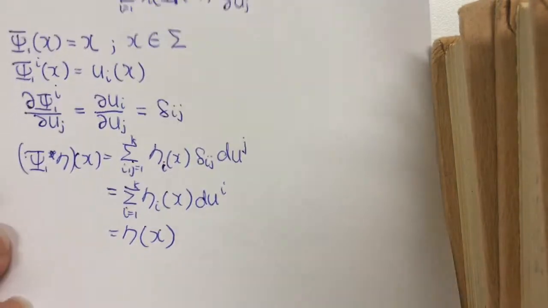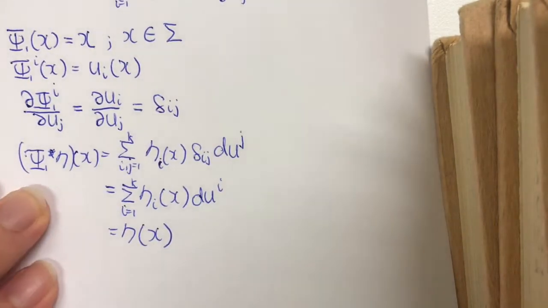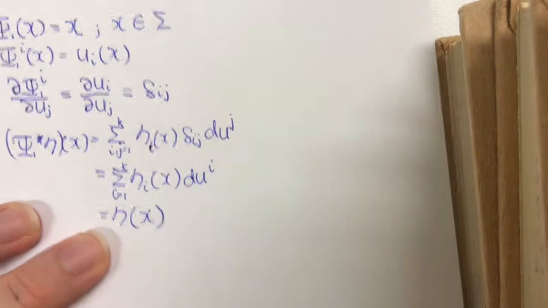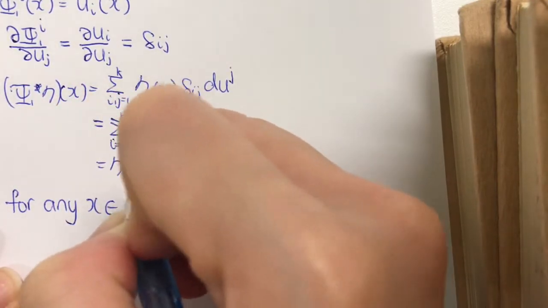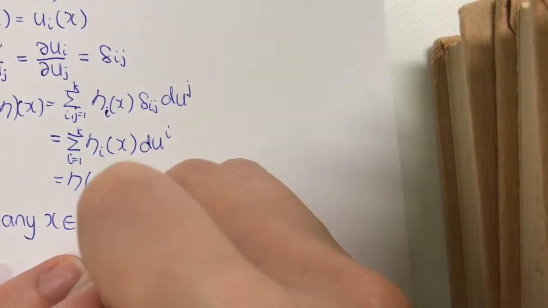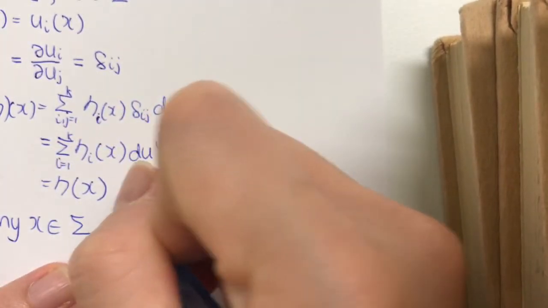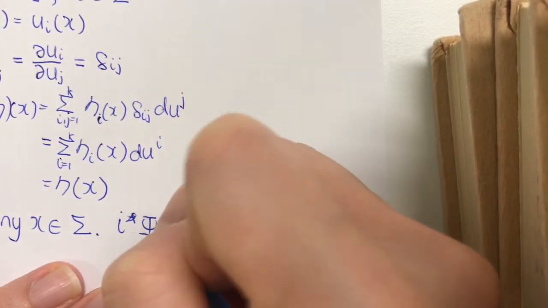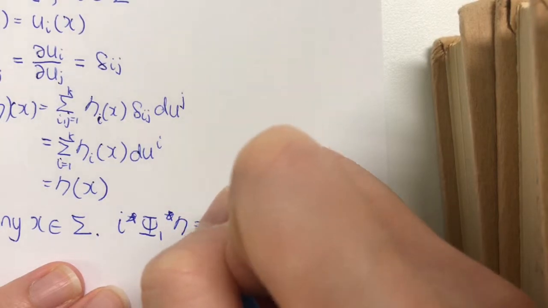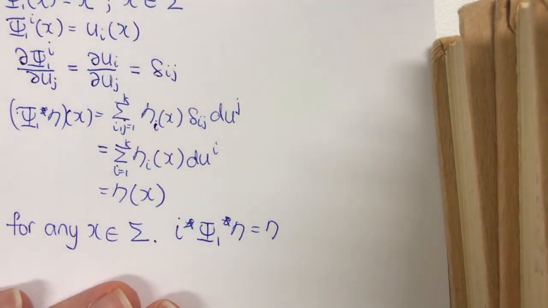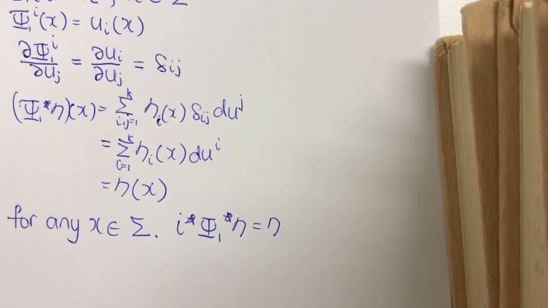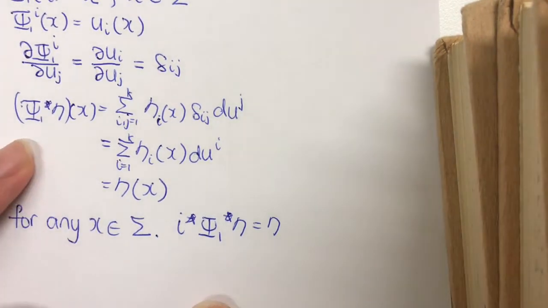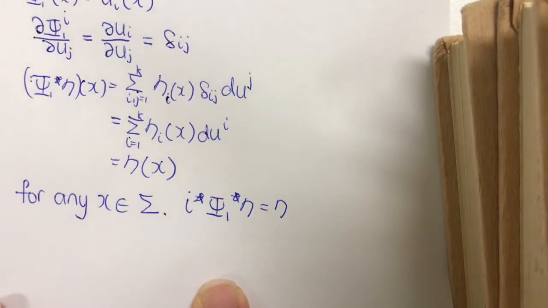we'll then find that actually the pullback map of eta is just eta itself for any x on sigma, and in other words, we'll further have this relation, due to a similar reason as before.